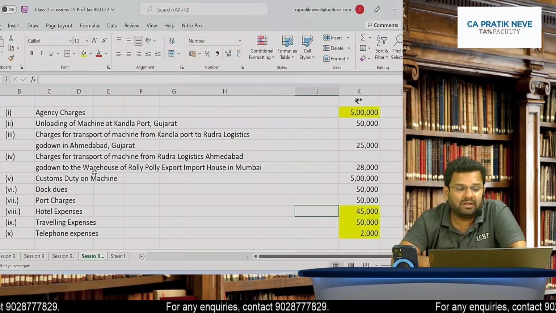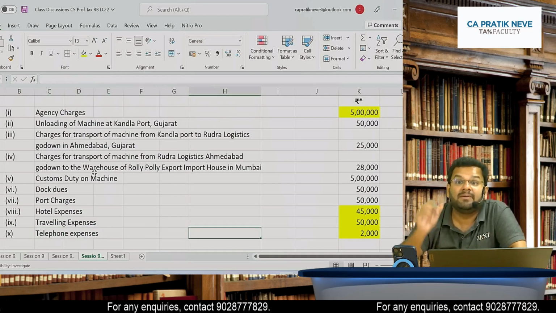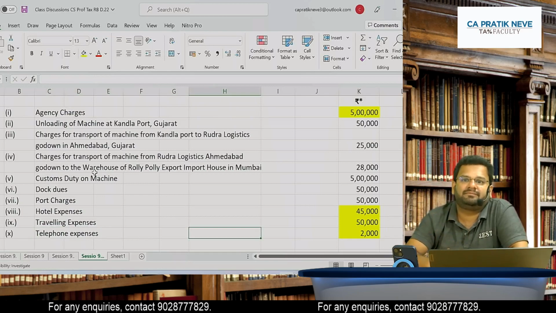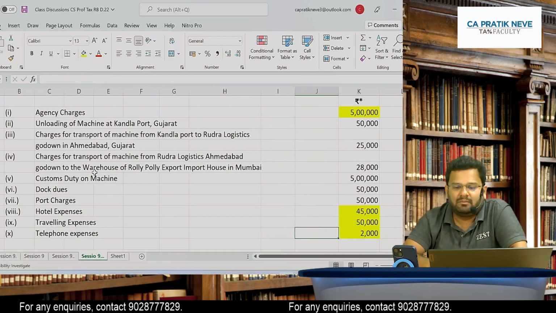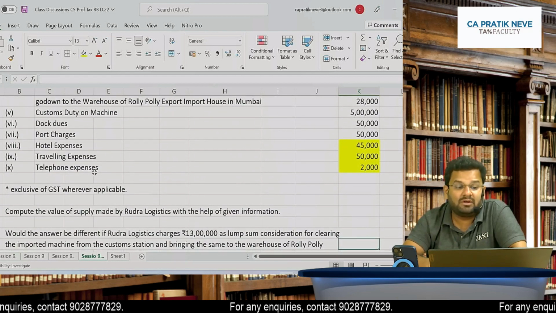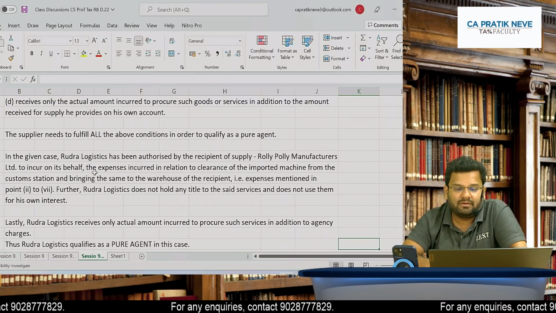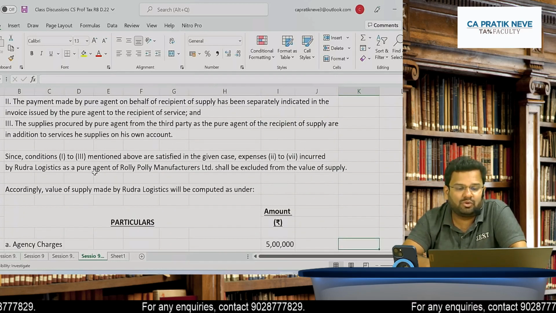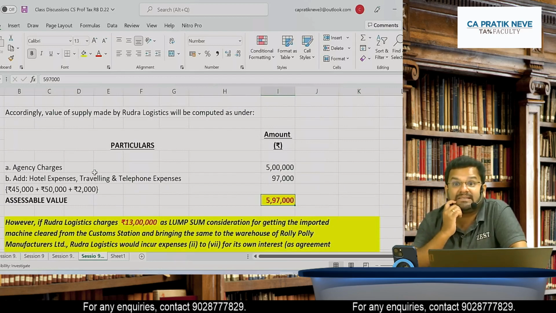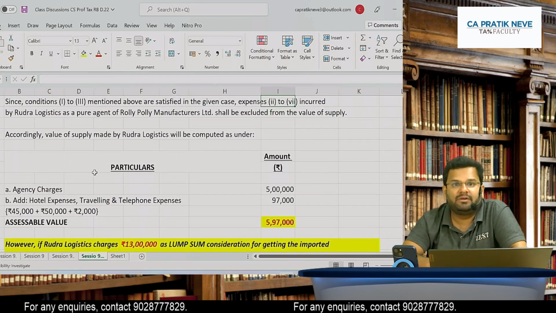So you include this hotel expense, traveling expense and telephone expense. Those are incurred in order to give the service. So 5 lakh plus 45,000 plus 50,000 plus 2,000 becomes your assessable value. So your assessable value is going to be 5,97,000. Did you all understand?